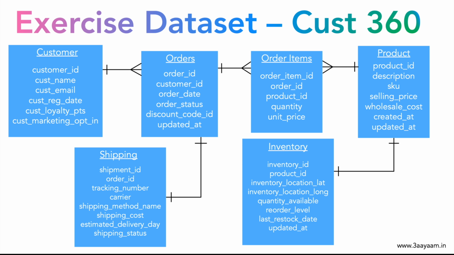There would be a relationship between orders and shipping also, because once an order is placed, we need to find out the status of the shipping. So that's why there would be a shipping table, and the primary key of the shipping table would be shipment ID, and the foreign key would be order ID. So the shipping and the orders tables would be related using the order ID column. And the relationship is one to one, because a single order will have only one shipping, at least for this dataset. And using this dataset, we are going to create a customer 360 application.